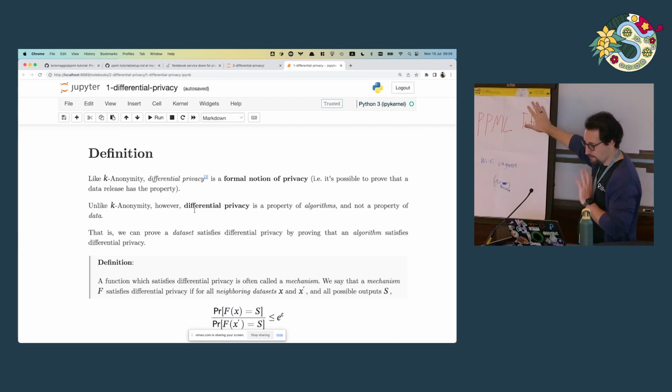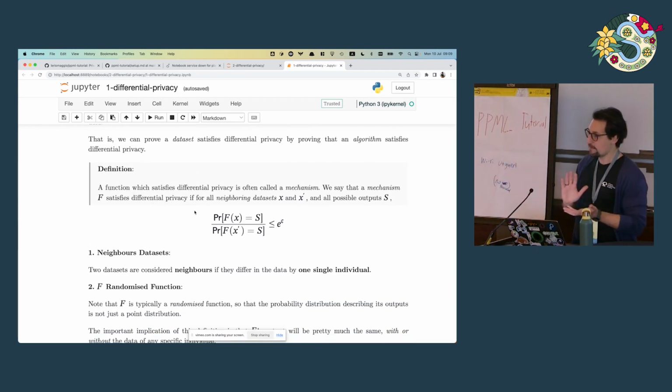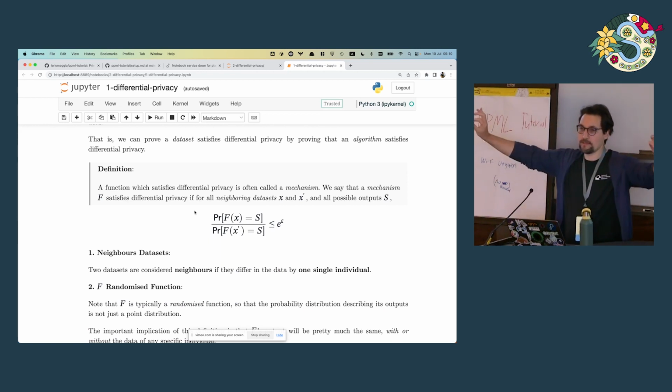Let's try to understand the various components here. First thing, what does it mean, neighboring datasets? Simple as that. Two datasets are considered neighbors if they differ in the data of one single individual. That's x and x prime. Of course, a single entry in the dataset.